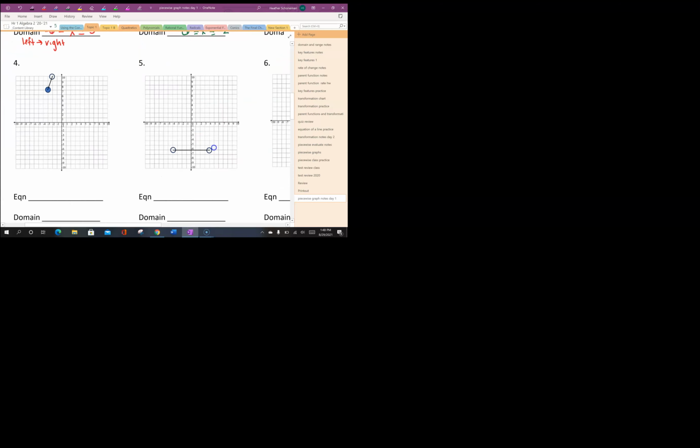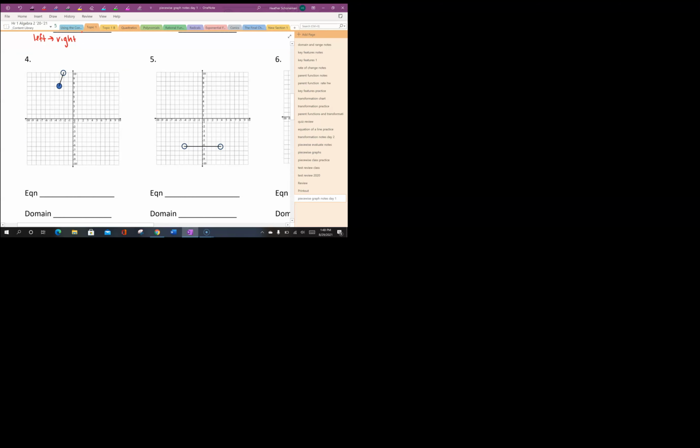All right, let's try this again on number 4. Okay, number 4, first we're going to find our slope. So the slope is up 1, 2, 3, and over 1. So it's 3 over 1.